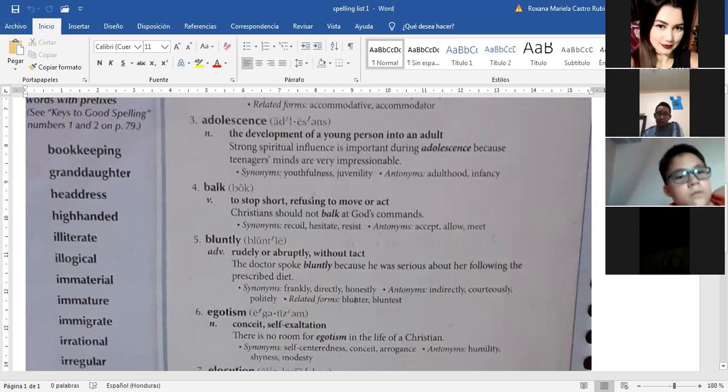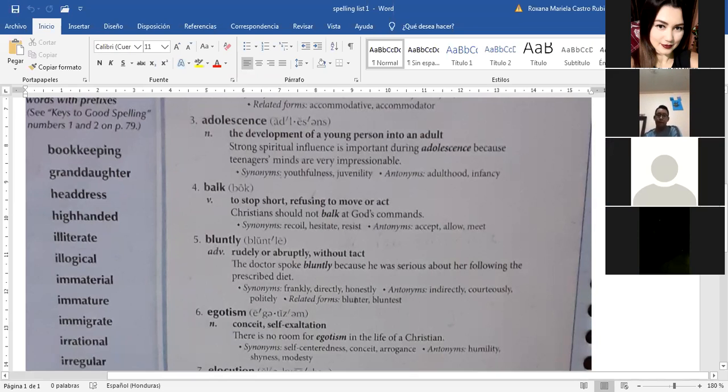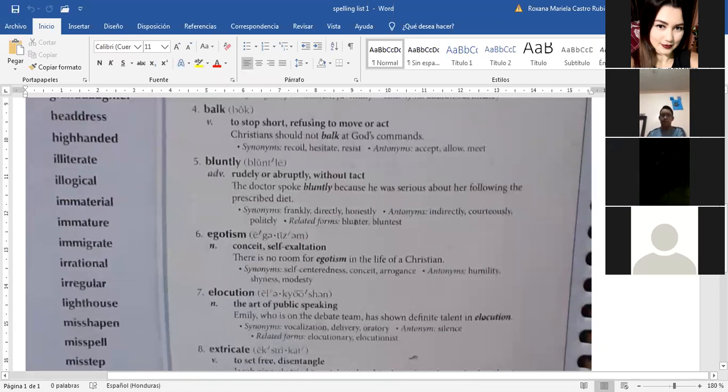Great job, Kenneth. Now Camila, the number 6, egotism. And remember, egotism, the number 6, is a noun. And it says self-exaltation, egotism, that is it. And the sentence says, there is no room for egotism in the life of a Christian, okay? And the synonym is self-centeredness, conceit, arrogance. It's the same. Arrogance is a synonym. Arrogance with egotism.